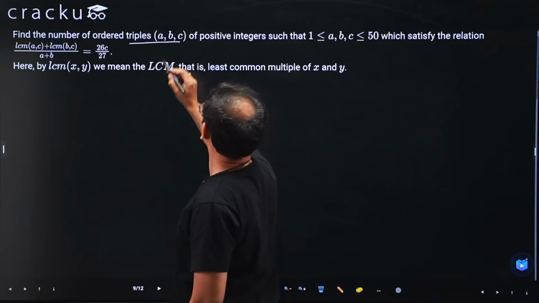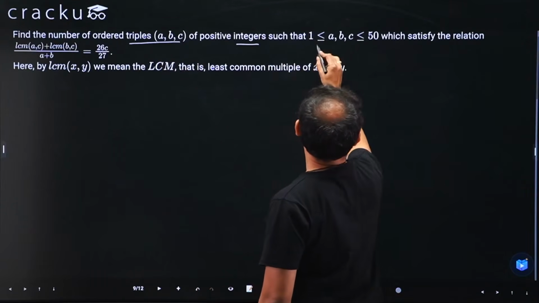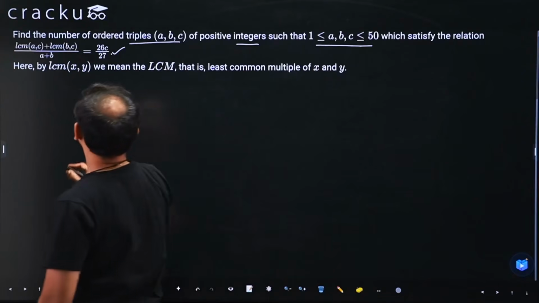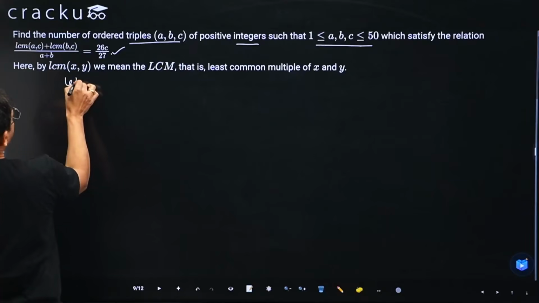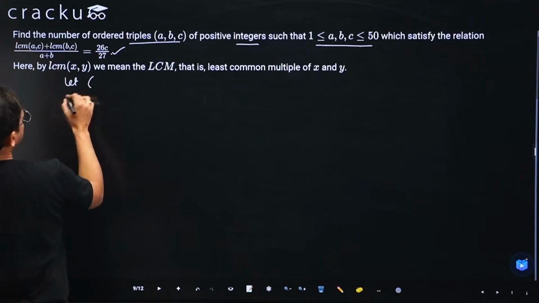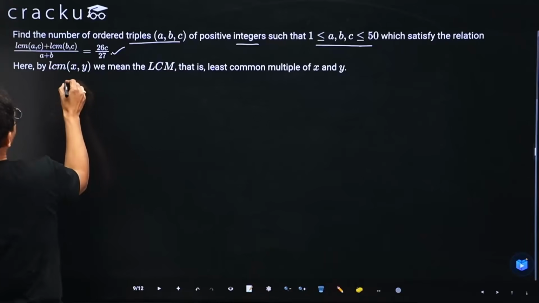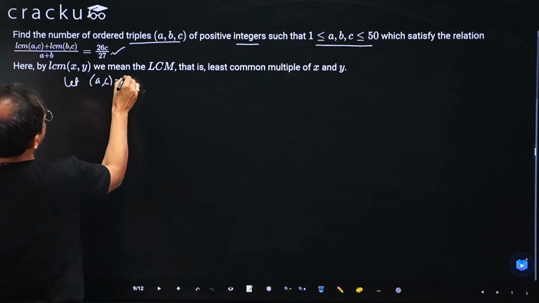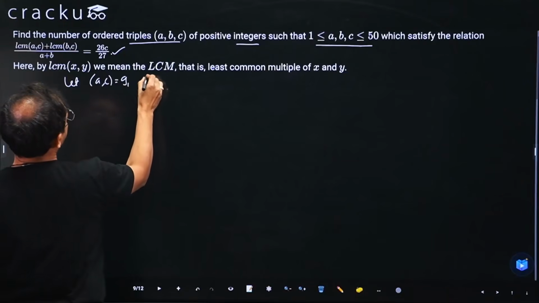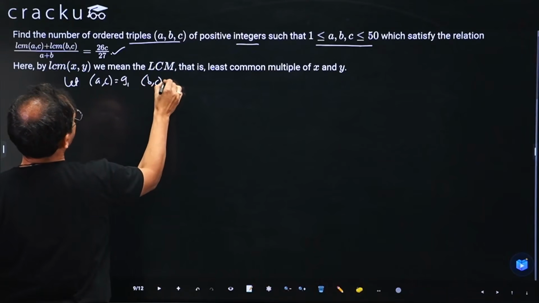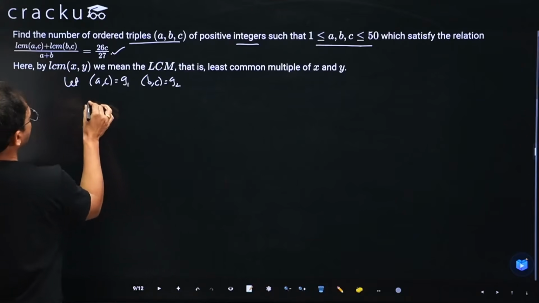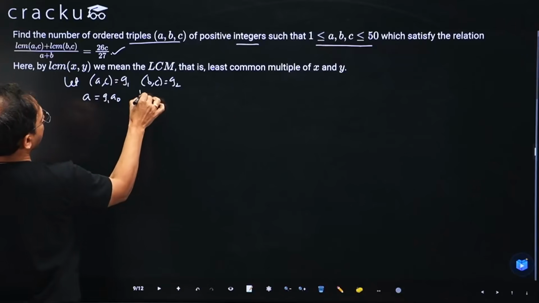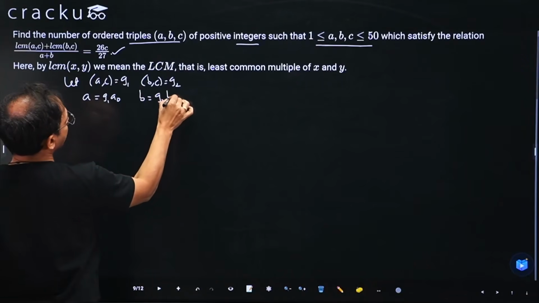Find the number of ordered triples ABC of positive integers lying between 1 to 50 which satisfy this relation. So we'll assume the GCD of A and C to be G1 and the GCD of B and C to be G2. So let's say A is G1 into A0, B is G2 into B0.